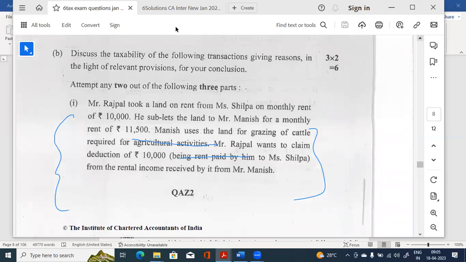So what are they asking here, for example? Discuss the taxability of the following transaction. Give reasoning, giving reasons in the light of the relevant provisions for your conclusion. So if you just write, no, it is not taxable, how will you get marks? How many marks is this? 3 marks, because there are only 2 parts. 2 marks, 3 marks. One line for the answer, one for the reasoning.